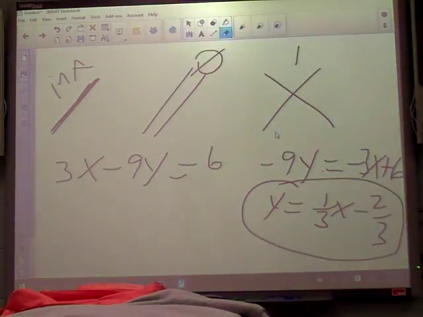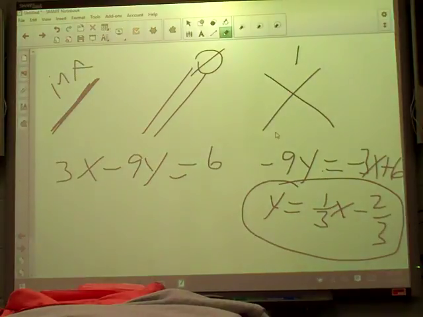Now number 10, it says actually solve the system. So I'm going to do it using elimination. Everybody ready?